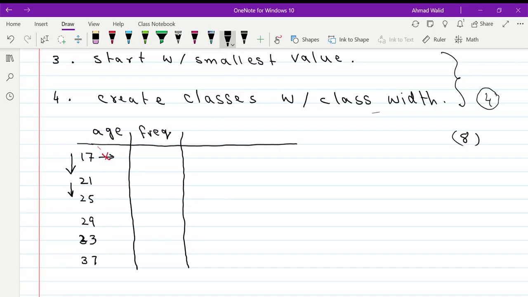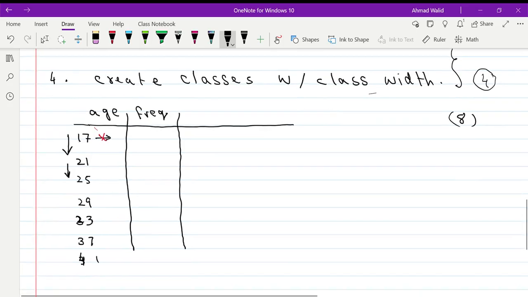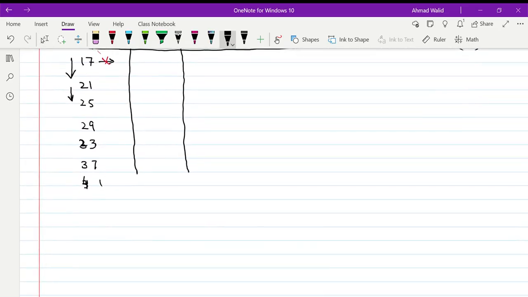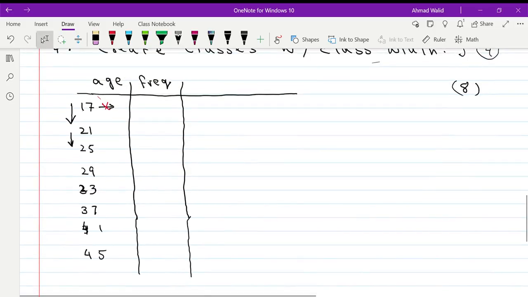How many classes do I have? 1, 2, 3, 4, 5, 6. 2 more. Add 4, it gives me 41. Correct? Add 4 again, it gives me 45. Here you go. I created 8 classes. At least I know what is the lowest number in each class. Correct? This is one of them.